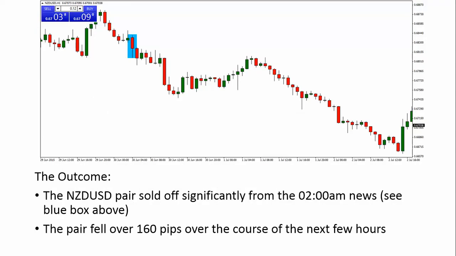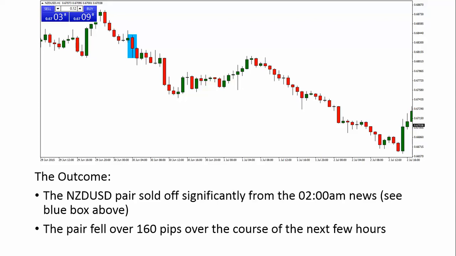In terms of looking at the chart, this is the box highlighting the candle where the news took place. It's the hourly chart here. Again, don't worry about time frame, that's irrelevant. All we need to do is get in as soon as we get a trade plan or trade idea that comes together and the news confirms and backs that up. So this was the news release at 2 a.m. in the morning, London time. And as we can see, the market dropped off a cliff. The exchange rate of Kiwi dollar fell significantly from the news event, and it fell over 160 pips over the course of the next few hours.